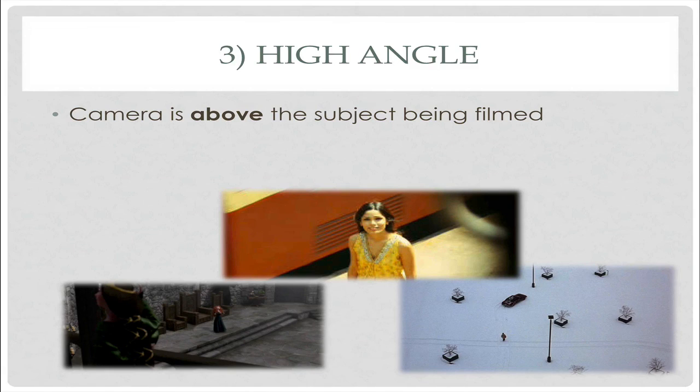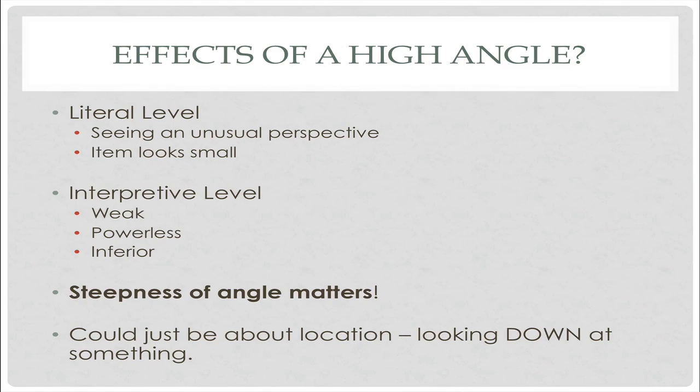The third angle we'd want to talk about is what we call a high angle. This is where the camera is placed above the subject being filmed. Because again, we always label camera angles from the camera's perspective. So in a high angle, the camera is higher than what is being filmed. And so what are the effects of a high angle?